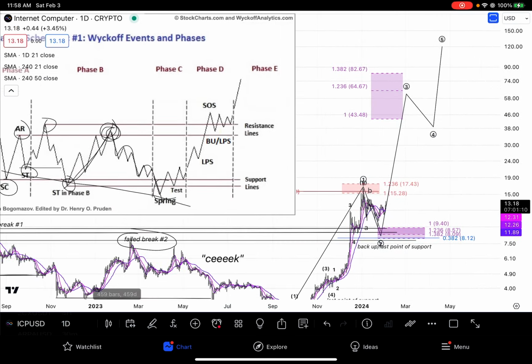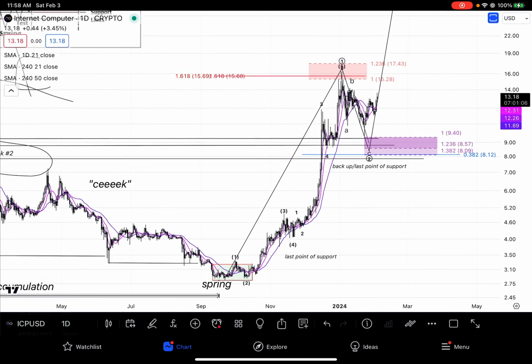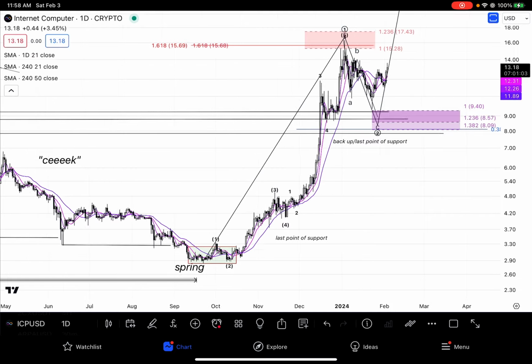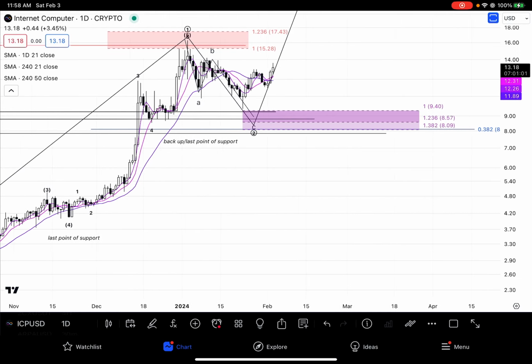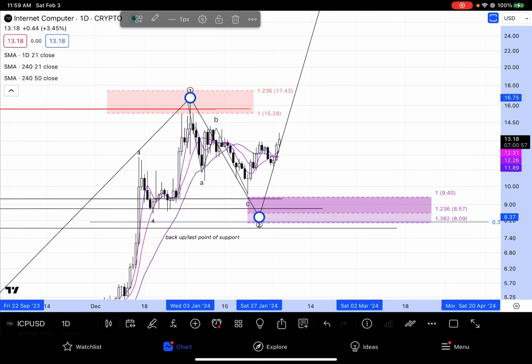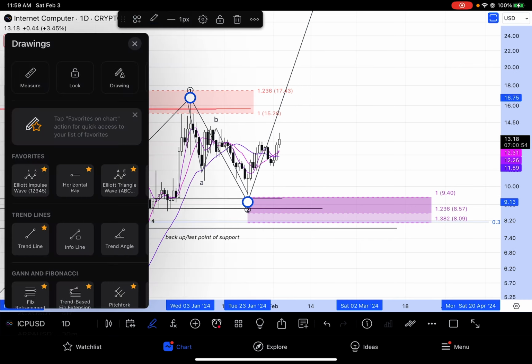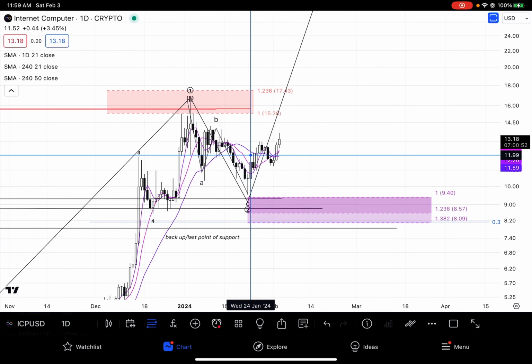Okay, so we had that exact same thing here. After your spring, we had a jump across the creek. We had a 5-wave move to the upside. Now it looks like we had our C wave right down to the 100% over here. So that could very well be our wave 2. We're also maintaining support above the 21 and 50 period moving average.